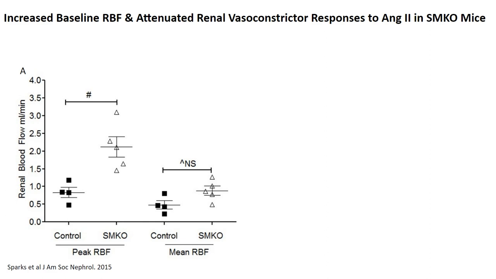So the first thing we looked at is just baseline renal blood flow. And you can see just at baseline, you have a scenario where you have enhanced renal blood flow in the smooth muscle knockouts, likely because they lack that endogenous ability to constrict the afferent arteriole in these animals.